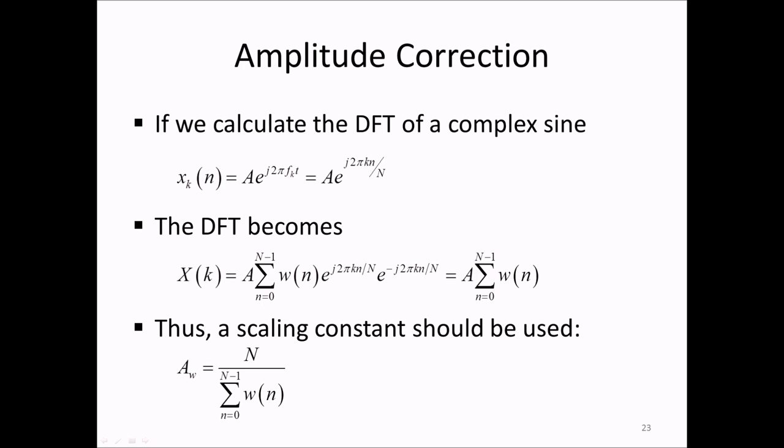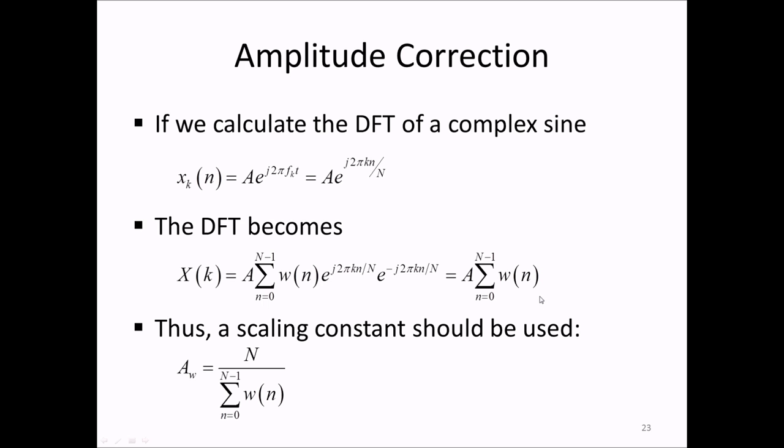So the amplitude error effect is very easy to find out if we simply define a signal which is a simple complex sine. So we define x sub k of n as A times e to the j 2 pi k n over N, for a particular k. The DFT then becomes A times the sum of w of n, the time window, times e to the j 2 pi k n over N, the measurement signal, times the Fourier transform exponential, e to the minus j 2 pi k n over N. And of course, these two exponentials cancel out. So what remains is A times the sum of the window values.